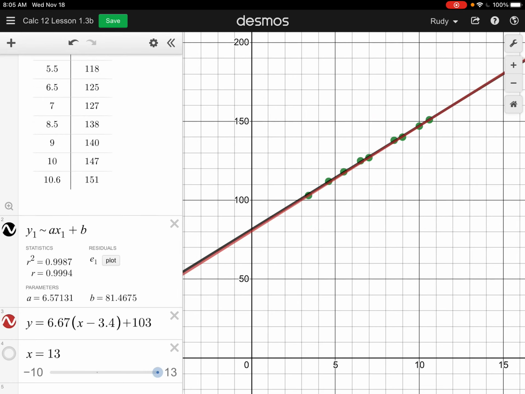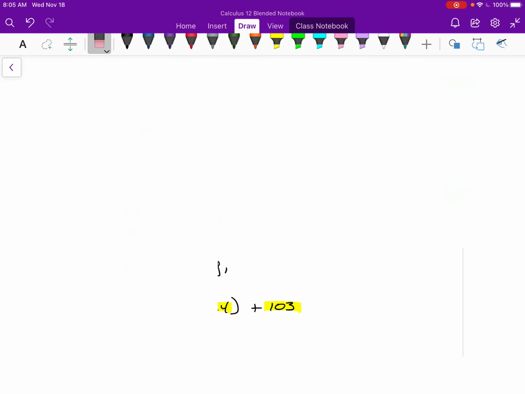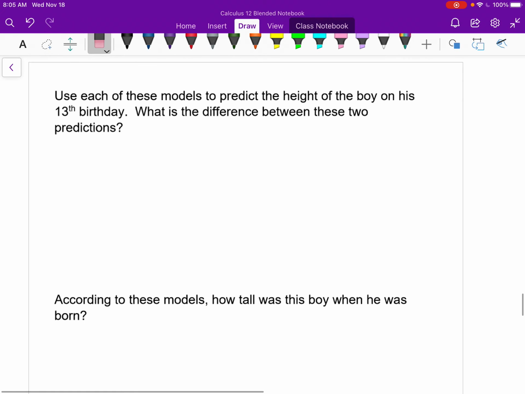For this data, my simple linear model, made by just looking at the first and last points of data, was pretty much almost the same as my regression model that required a fair amount of technology to create. So I got two very, very similar models. Next, I want to use each of these models to predict the height of the boy on his 13th birthday and see what the difference is.